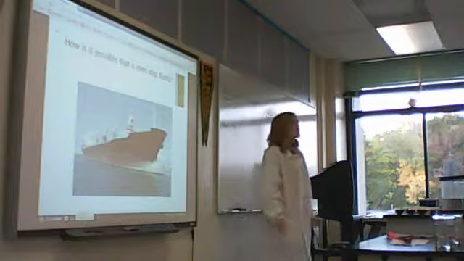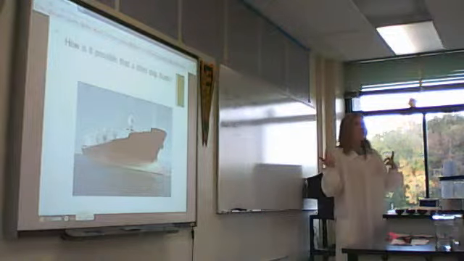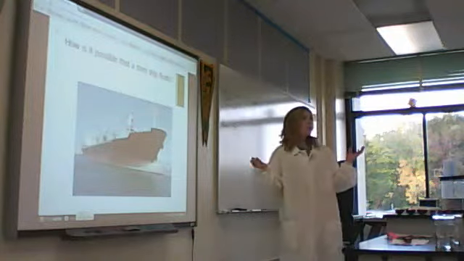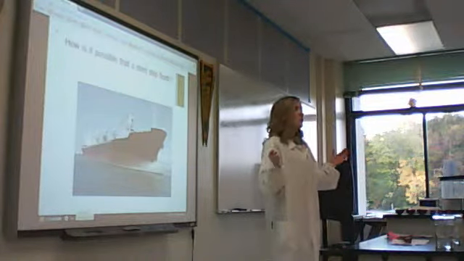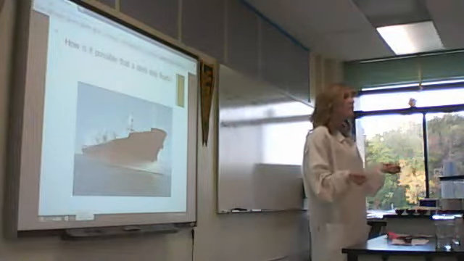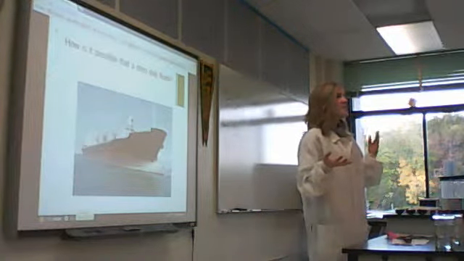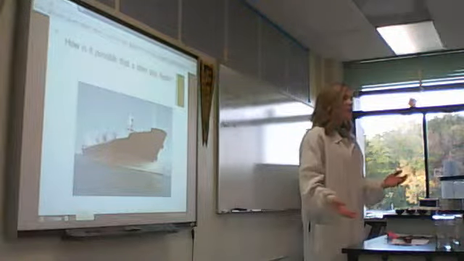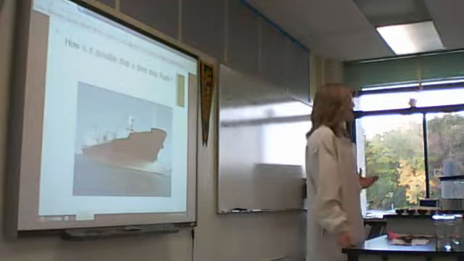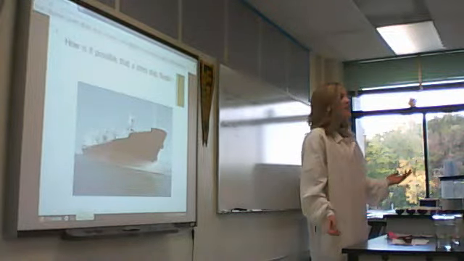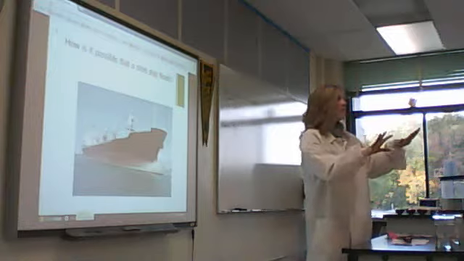All right, so somebody asked me this question, I don't know if it was in this class or in another class, about how it's possible that a boat floats. Don't worry about it, we'll get to it. How is it possible that a boat floats if it's made out of steel? Because the density of steel is greater than 1, and what we know is that in order for something to float, its density has to be less than 1. So how is this possible? Don't worry, we're going to get to it.